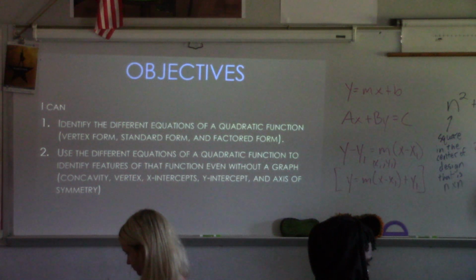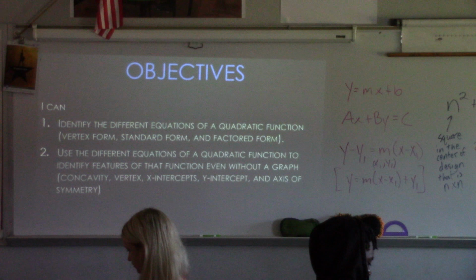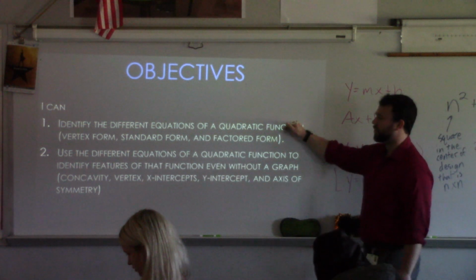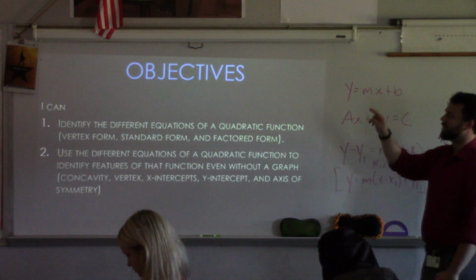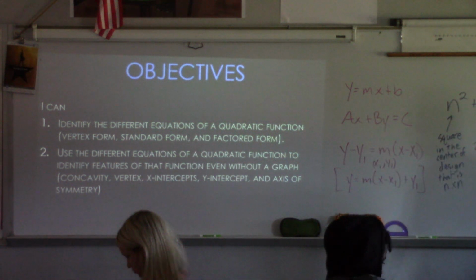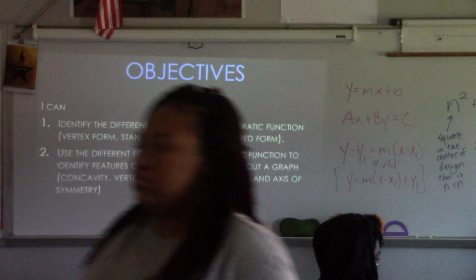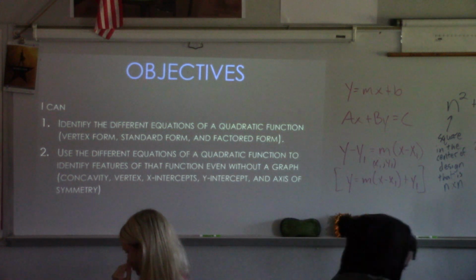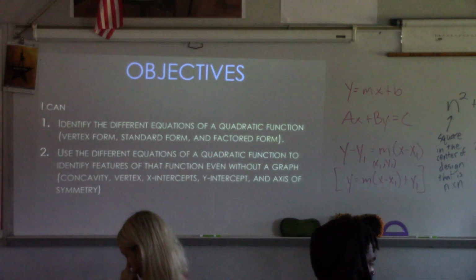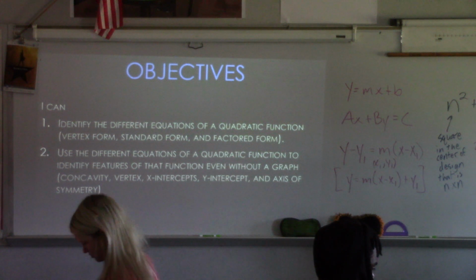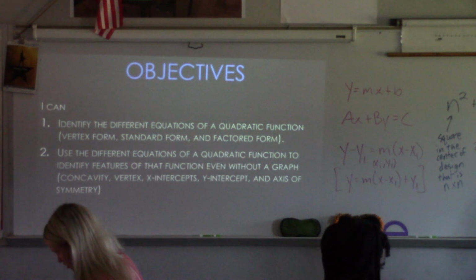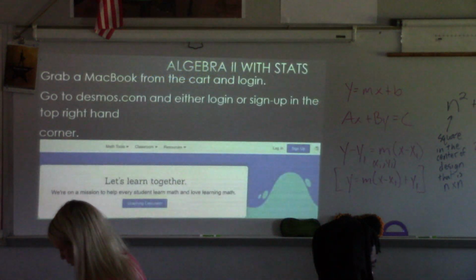And so we're going to look at something similar with quadratics, that there are 3 different equations of a quadratic function. There's the vertex form, there's the standard form, and then there's the factored form. And then we're going to use the different equations to identify features of that function even without a graph. The concavity, the vertex, the x-intercept, the y-intercept, and the axis of symmetry. So we're going to be looking for all of those pieces just based on the equation. We're going to start with the equation and the graph.